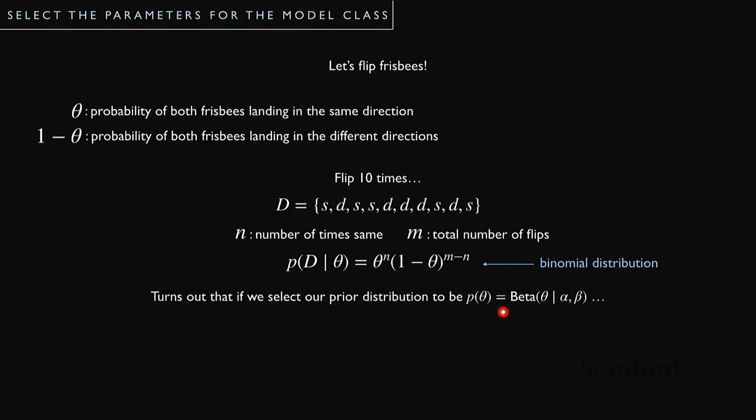And so it turns out that if we select our prior distribution to have this form, called a beta distribution, with these two parameters that we call alpha and beta, we'll get some more intuition in a second for what those are. Our posterior distribution is also a beta distribution. So we get this new beta distribution where these parameters are updated using these counts m and n. And again, we'll get more intuition in a second for what those look like.